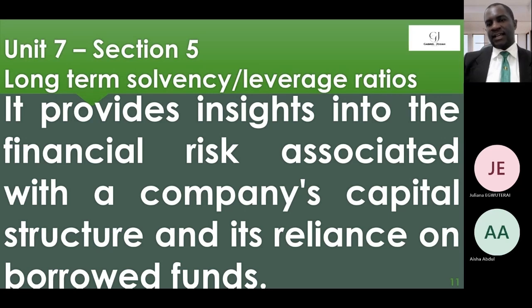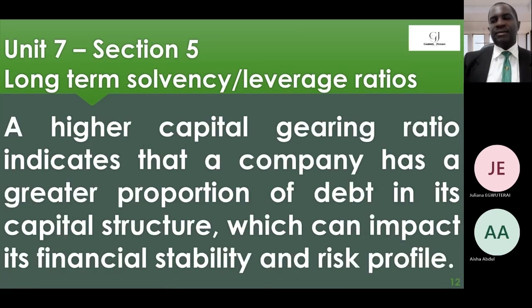So it provides insight, like I said, into financial risk. We're looking at the risk of your finances being held by external people, associated with the company's capital structure and its reliance on borrowed funds. The money you borrowed, you pay the principal and you pay the interest. So the reliance is on borrowed funds. Take note of that. Now, a higher capital gearing ratio indicates that the company has a greater proportion of debt in its capital structure, and it can impact its financial stability and risk profile. Like in the last exam we saw, the gearing ratio calculation was about 96% in that question.